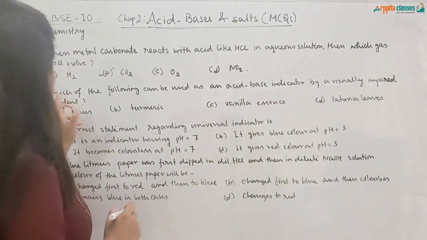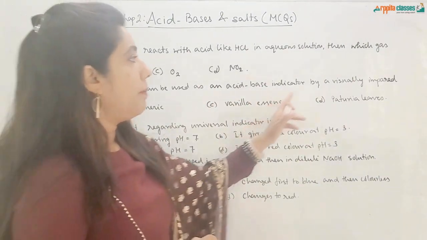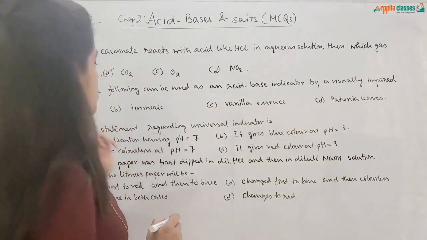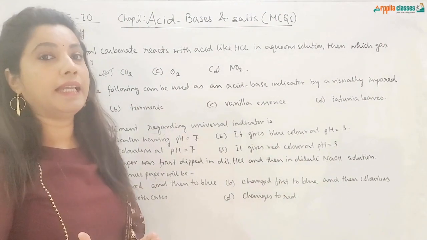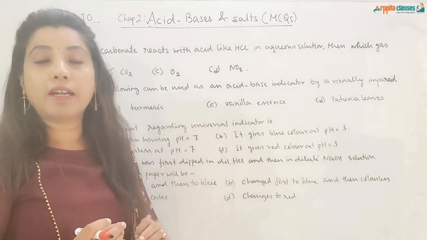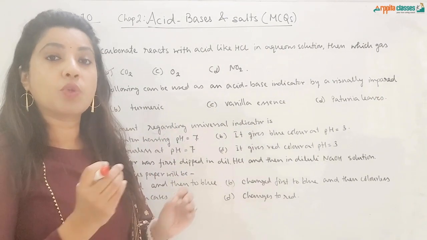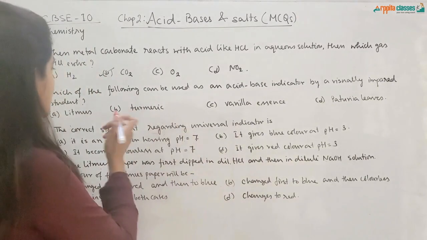Question number 22, which of the following can be used as an acid-base indicator by a visually impaired student? The student who is visually impaired will not be able to see any color change. Therefore, it has to be an olfactory indicator. Olfactory indicator means those which change their smell. So let us see the options.